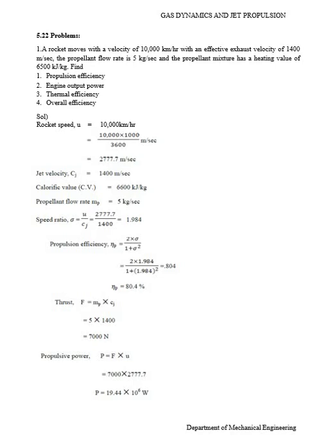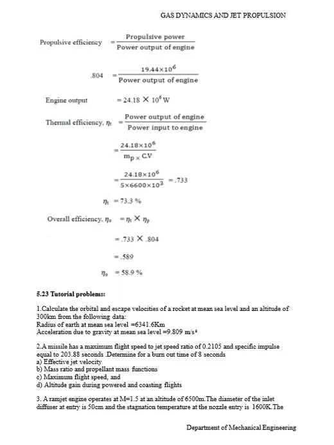Therefore, we get the effective speed ratio sigma as 1.984. Therefore, we get the propulsive efficiency equal to 80.4%. Thrust is 7,000 Newton. Therefore, propulsive power is 19.44 megawatt. From the propulsive efficiency, we get the engine output as 24.18 megawatt. Then thermal efficiency equals 73.3%, and finally overall efficiency equals 58.9%.